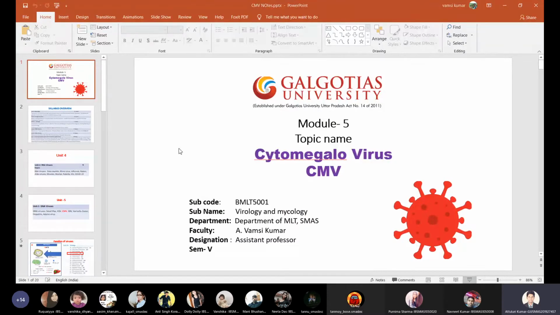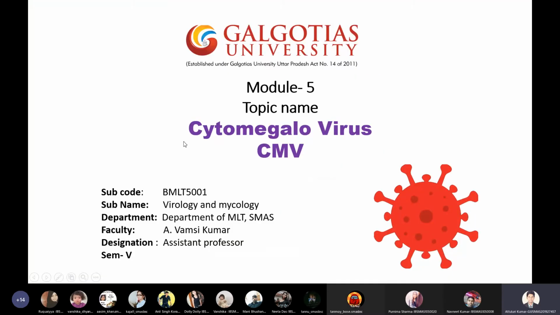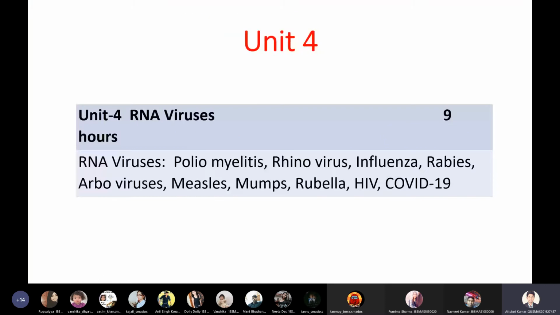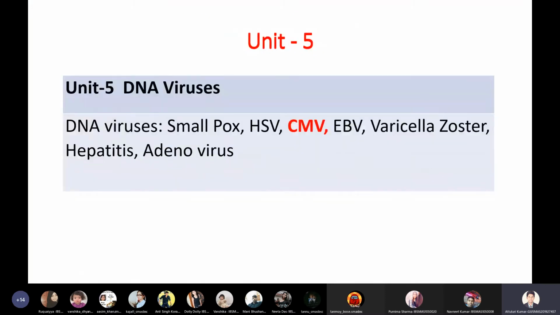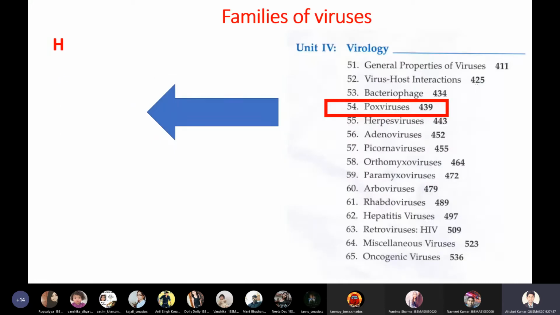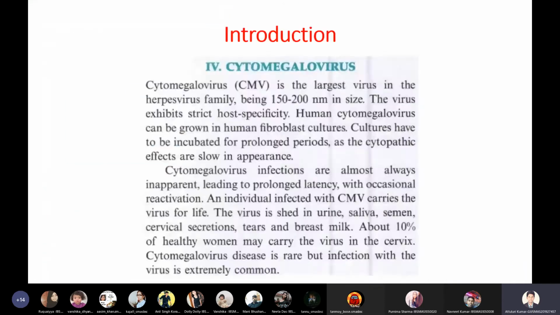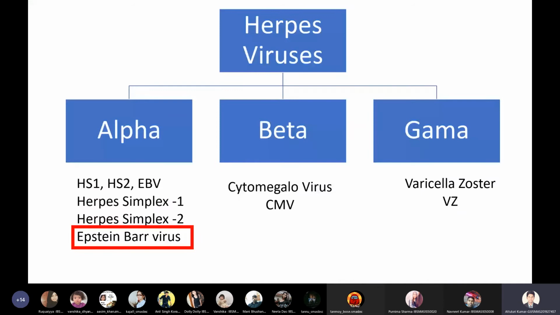Okay, coming to the next herpes virus in unit 5, which is cytomegalovirus. In unit 5 we have DNA viruses. As I said, we have smallpox and herpes viruses. In the classification of herpes viruses, we have alpha, beta and gamma viruses. Alpha viruses we already discussed, which are herpes simplex virus and Epstein-Barr virus. So today we are discussing cytomegalovirus. What is cytomegalovirus, what are the clinical symptoms, and what is the mode of pathogenesis and transmission? We will see in this lecture.